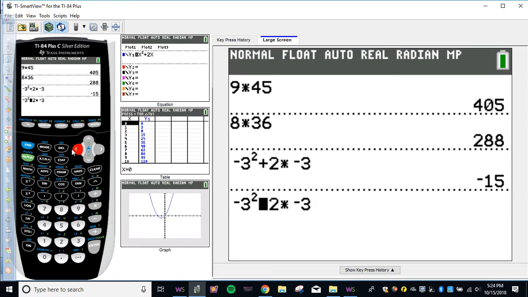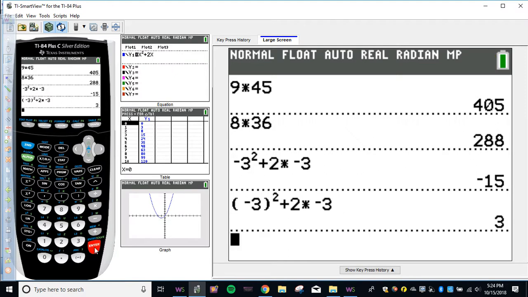Then I'm going to add in the parentheses around the negative. And the reason you get the incorrect answer, I'll show you in a second. I'm going to insert a parenthesis here. Oops. And insert the negative. Let's try that again. So parenthesis, -3 squared plus 2 times -3. We get our proper answer, 3.